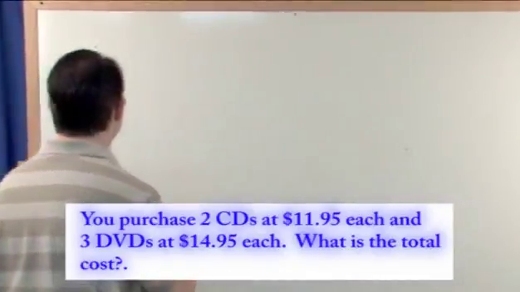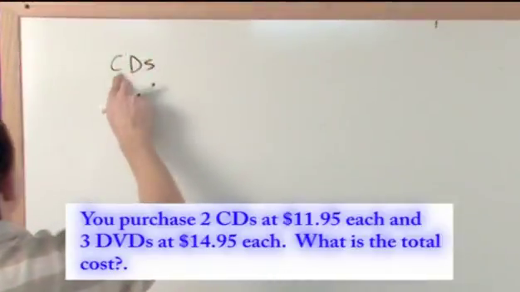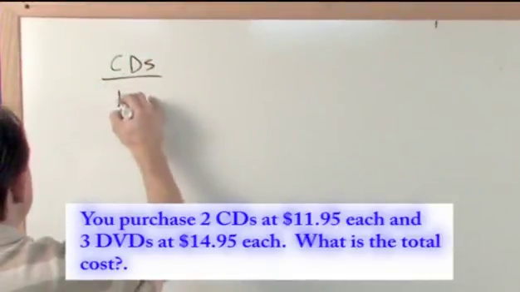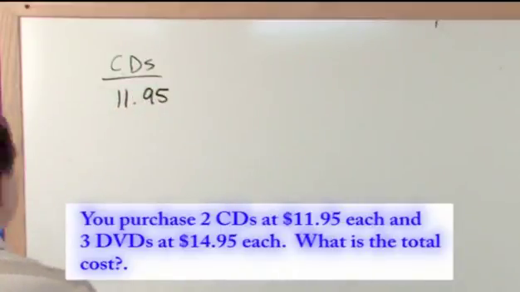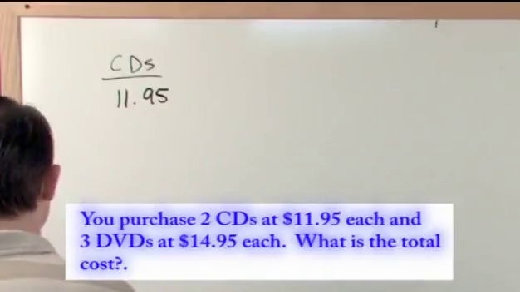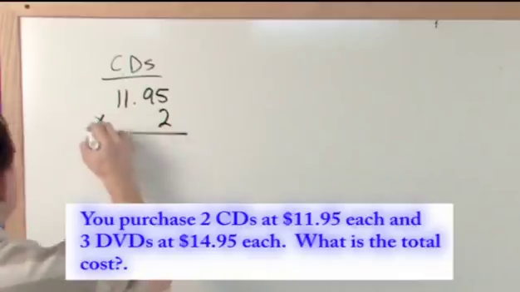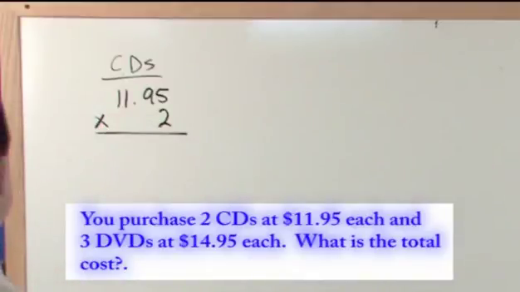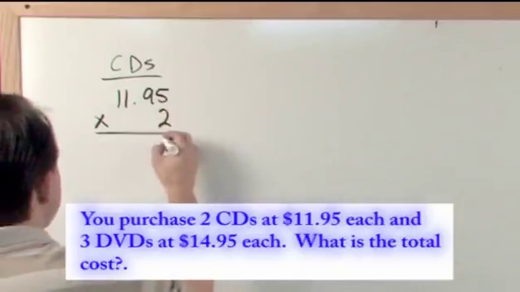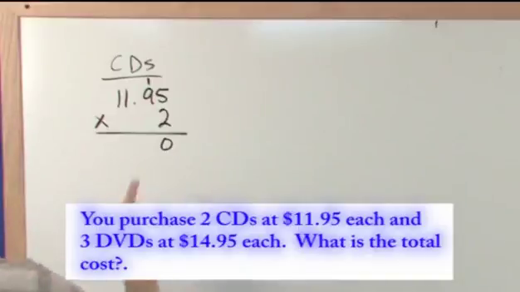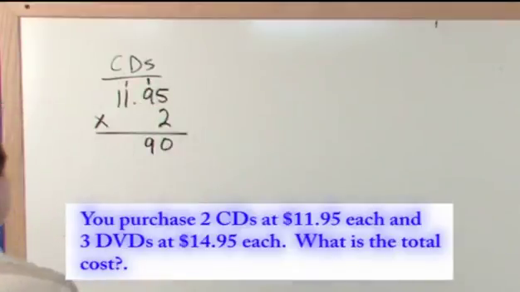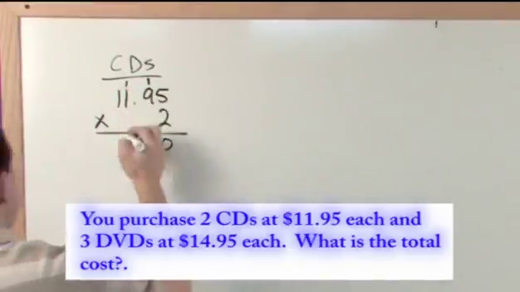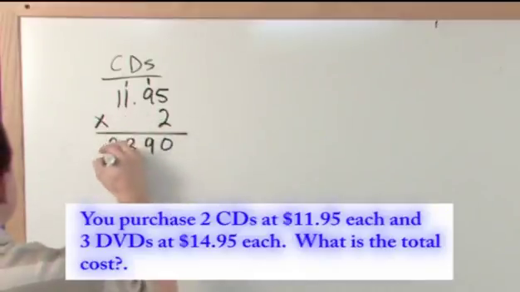So because for the CDs, they cost $11.95, and because you purchased 2 of them, if you just multiply those together, you'll find out how much money the CDs actually cost altogether. So let's do that. 2 times 5 is 10, carry the 1. 9 times 2 is 18, plus 1 is 19. Put a 9, carry the 1. 2 times 1 is 2, plus 1 is 3. And 2 times 1 is 2.